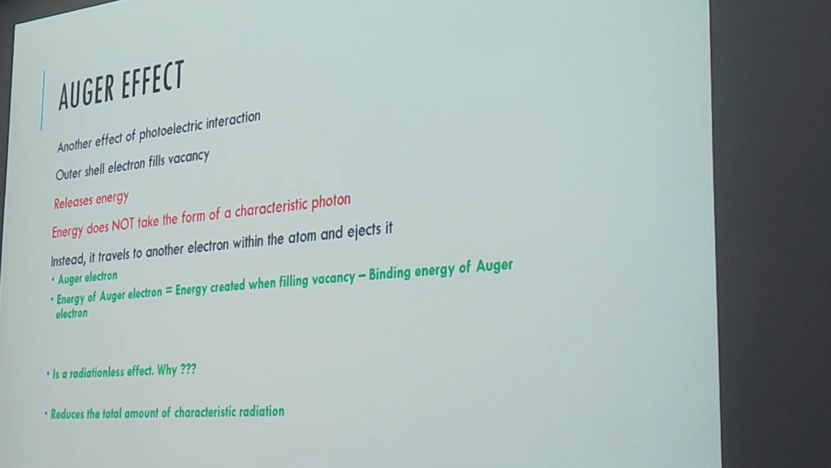Alright, so this is probably a new term. It's spelled like Auger, but it's French, pronounced "ohzhay." The Auger effect.